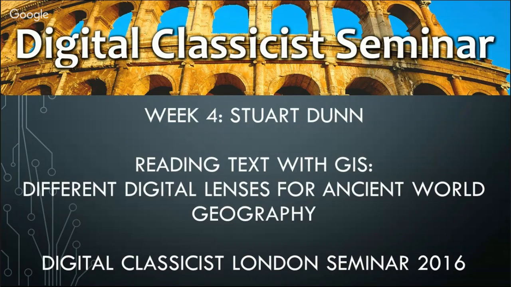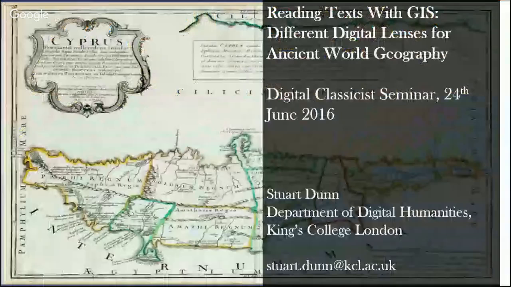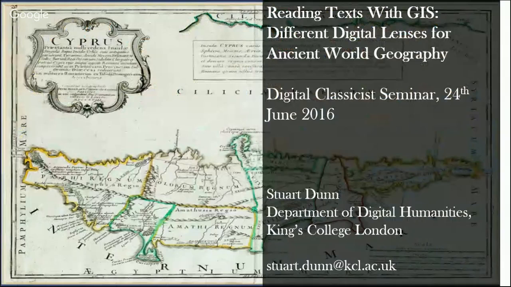This week, Stuart Dunn from King's College London is going to talk to us about reading text with GIS, different digital lenses for ancient world geography. And that's the seminar series slide. That's his actual slide. So I'll hand over to Stuart.